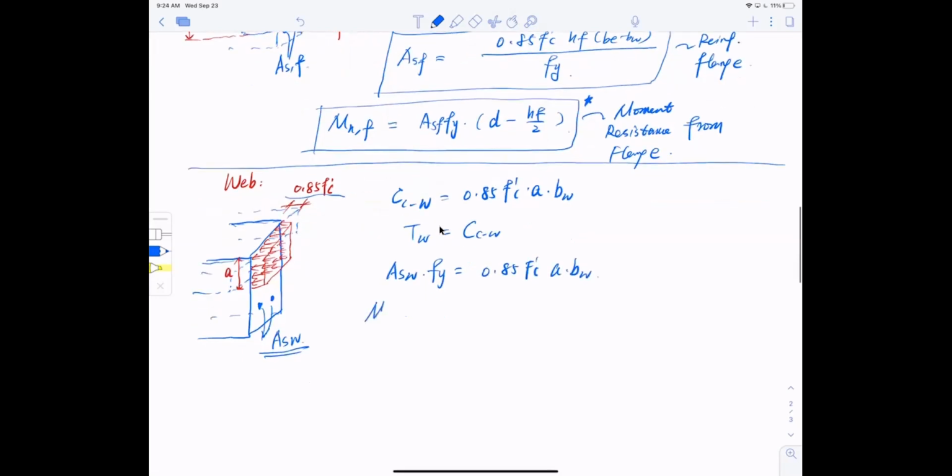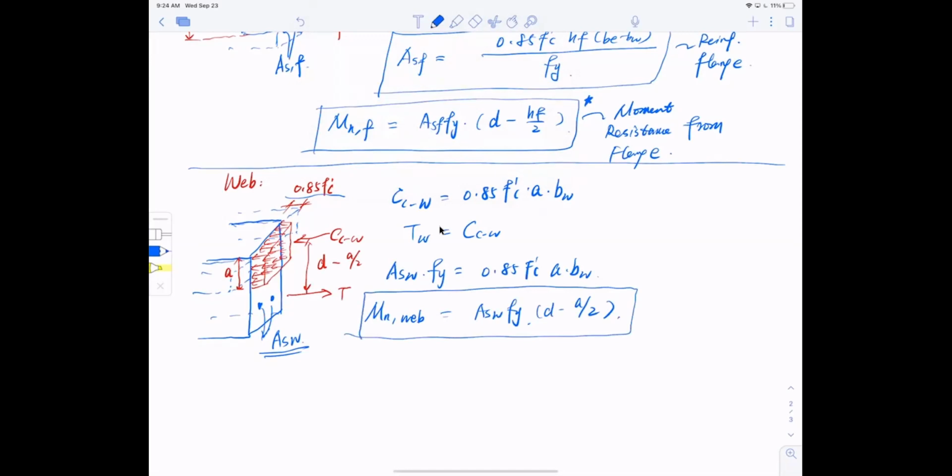So the moment resistance from the web equals Asw fy, which is tension. And drawing it again, the total compression is right here, Cc,w, and the tension is right here, and the distance between the two is d minus half a. We've seen this before. So this is d minus half a. This is the contribution from the web. And don't forget, I can get my a from this equation, which is Asw fy divided by 0.85 f'c bw.